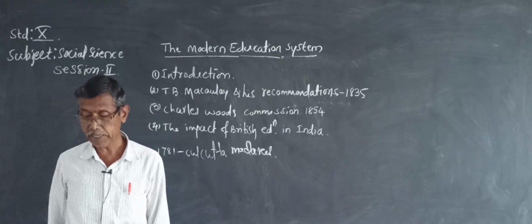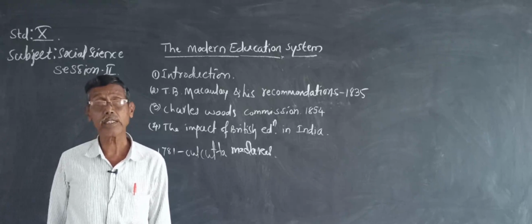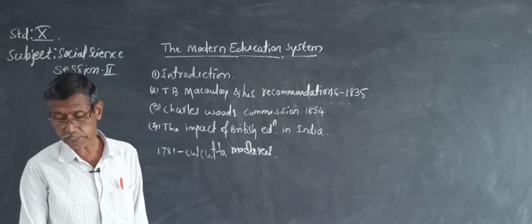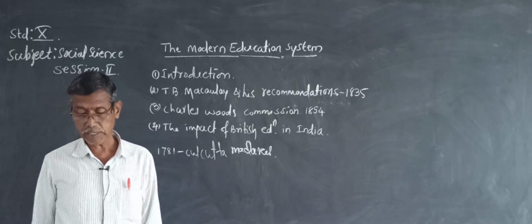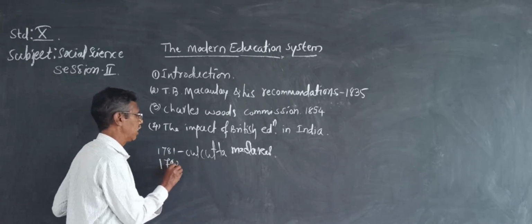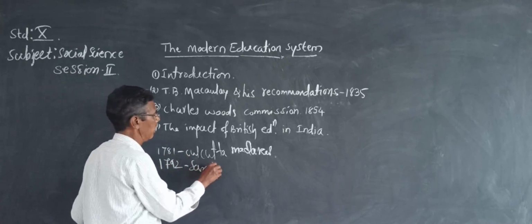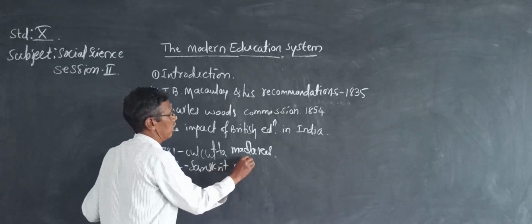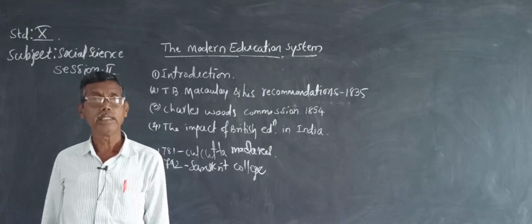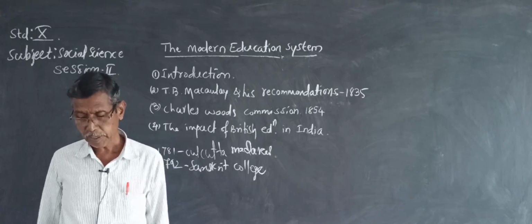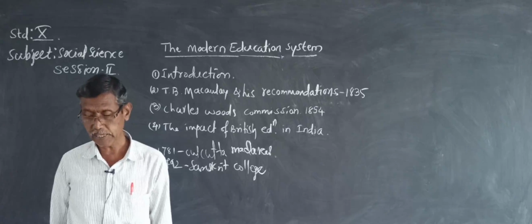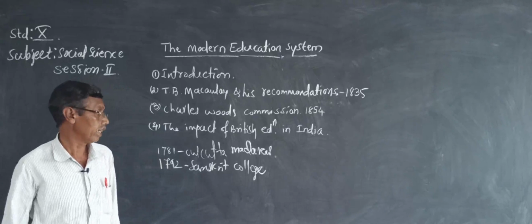And one British individual called Jonathan Duncan started the Sanskrit College in Benares in 1792. The Sanskrit College was started by the British individual Jonathan Duncan, but it was Charles Grant who pressed for the universalization of British education in India.